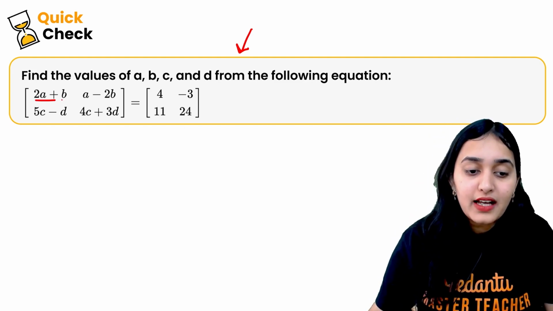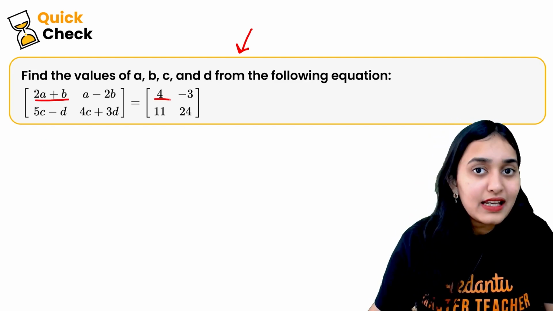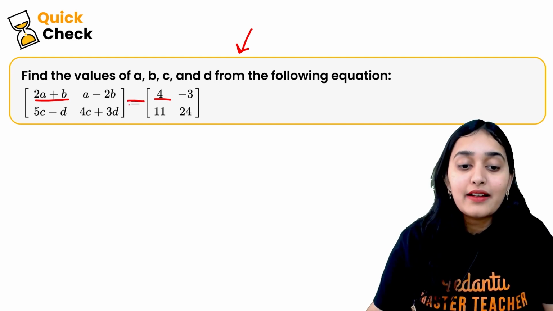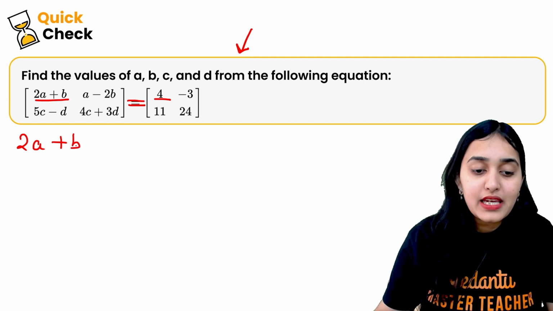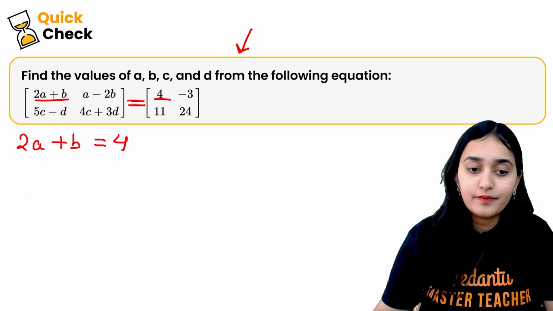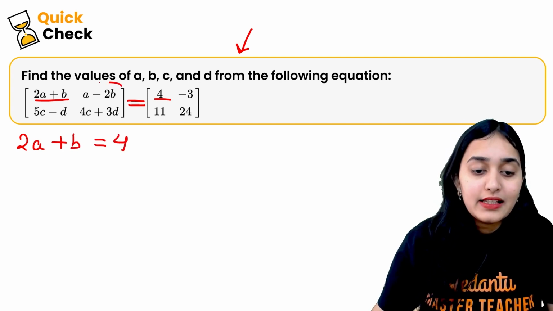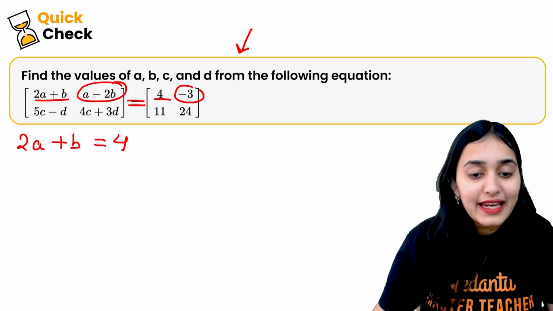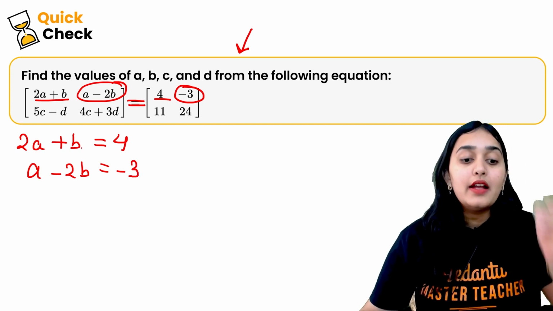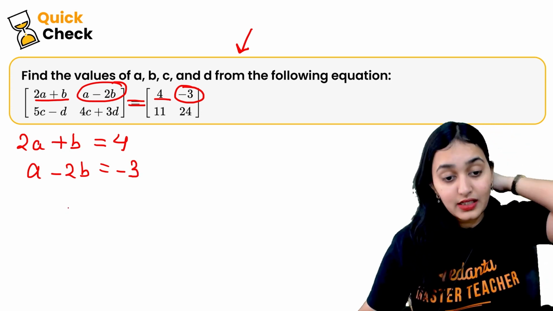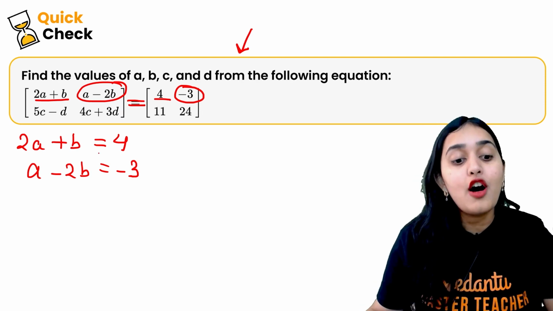First element will be equal to first element. Why? Because the matrices are equal. So 2a plus b is equal to 4. Clear? Similarly, second element will be equal to second element. So a minus 2b is equal to minus 3. Okay. Now using these two equations, can I get the value of a and b?